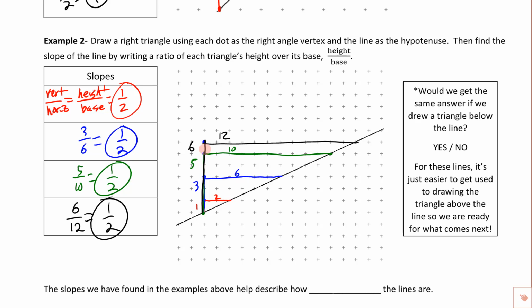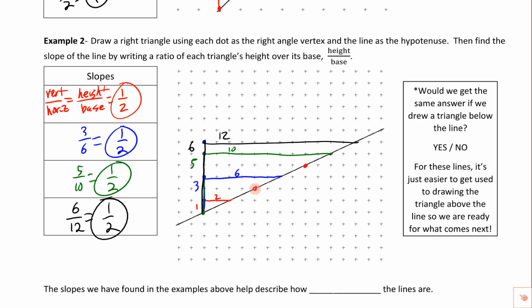Now, it says, would we get the same answer if we drew the triangle below the line? I normally have somebody say, well, hey, wait a minute. What if we did this below the line? So I'm going to change, and I'm going to do this back in red, and I'm just going to pick a couple of points right here. So I'm going to pick this point right here and this point right here on the line.